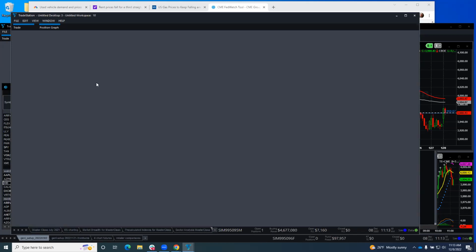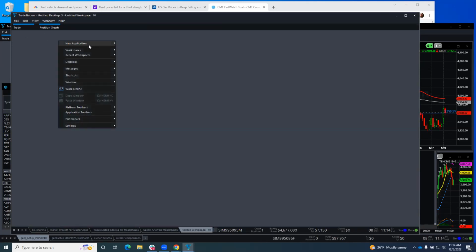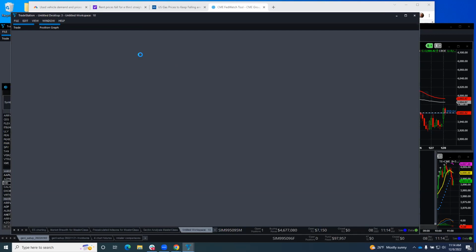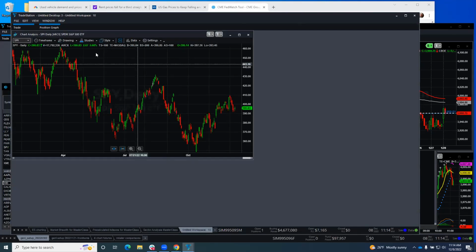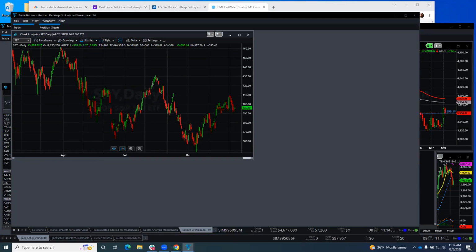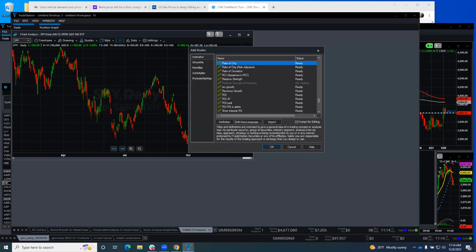I'm going to create a new workspace. I'm going to go to new application, chart analysis. And let's just do studies, add study. I have this thing called Price Streak. I created it on TradingView, and yeah, I don't think I have it. I think I have it. It might be as MA streak.